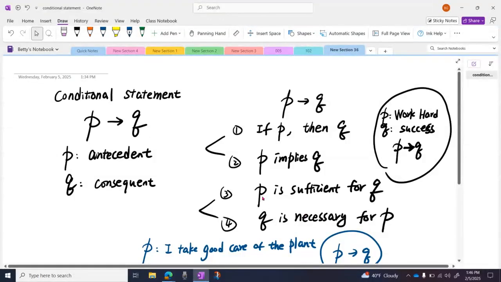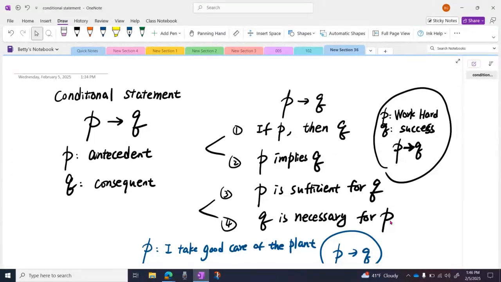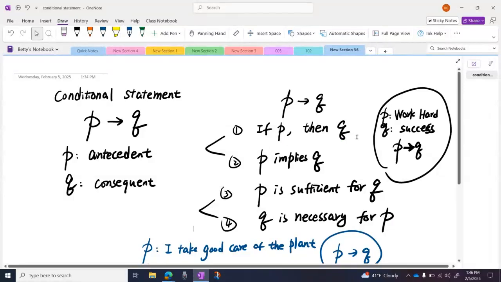Just remember, antecedent is sufficient for the consequent. Consequent is necessary for the antecedent. Do not mess up the order. So far so good. When you see if something something comma then something something, you're gonna know, okay, that is a conditional, right? If you see the words imply, sufficient, necessary, you need to know that is a conditional statement. So far so good.